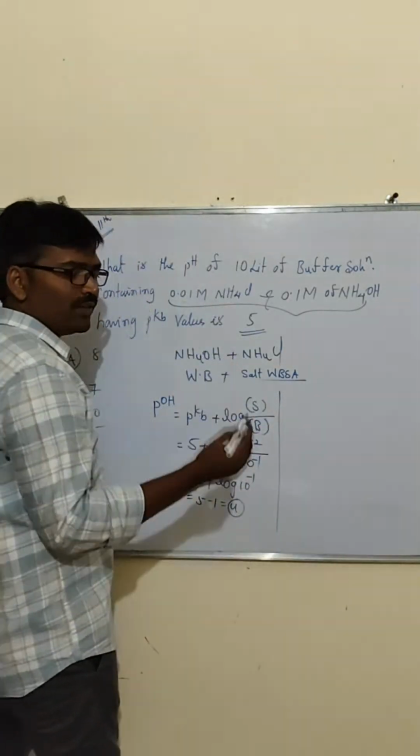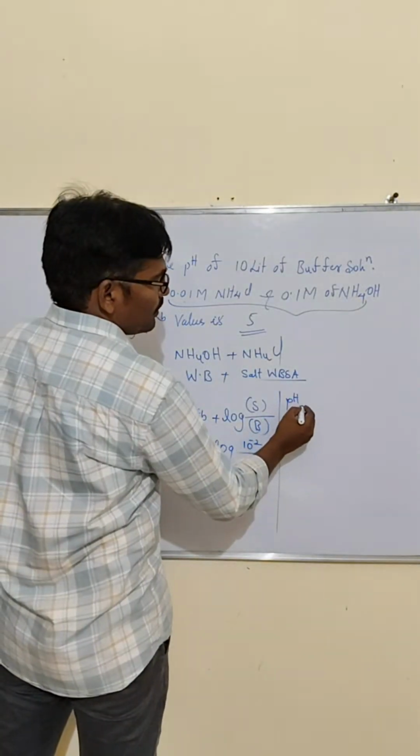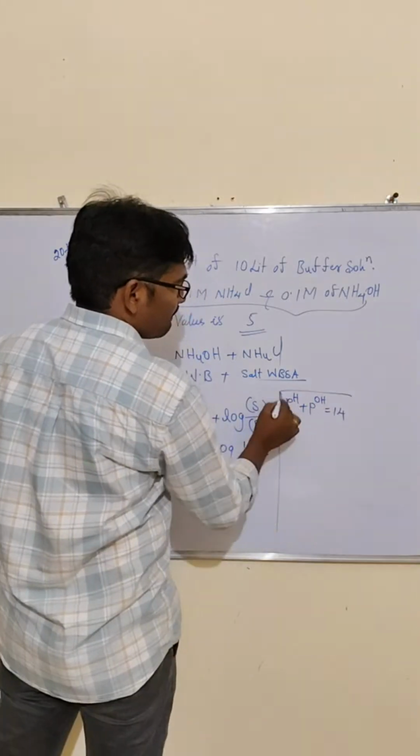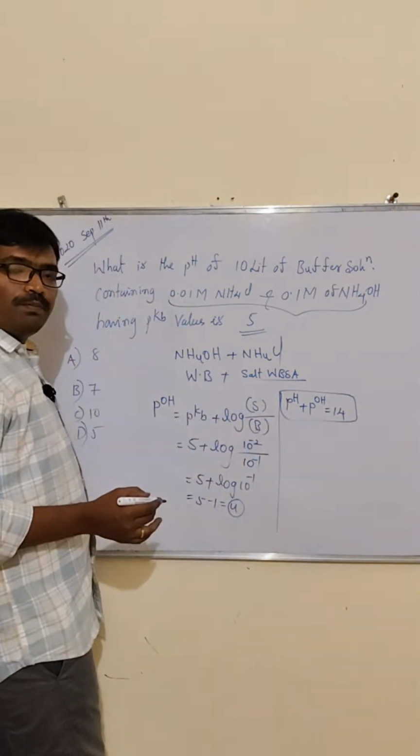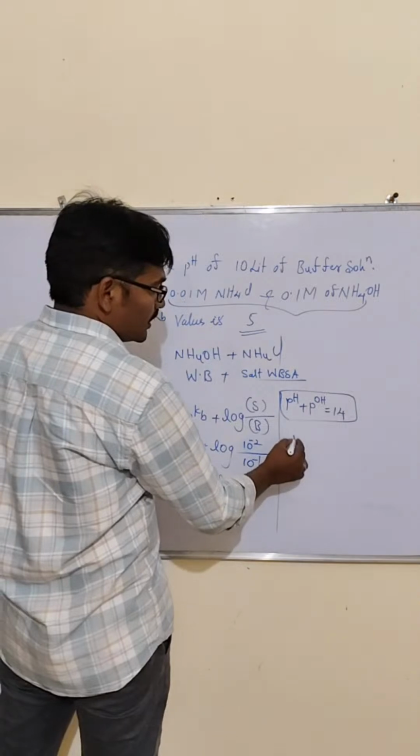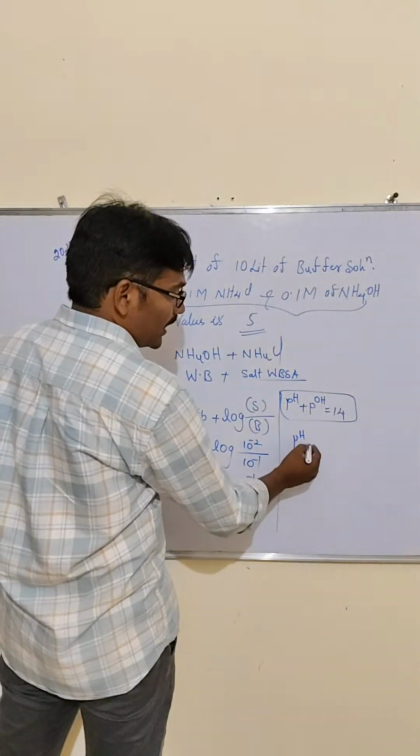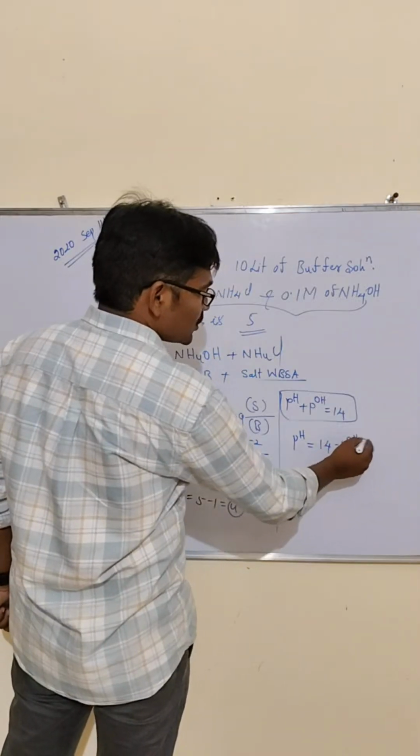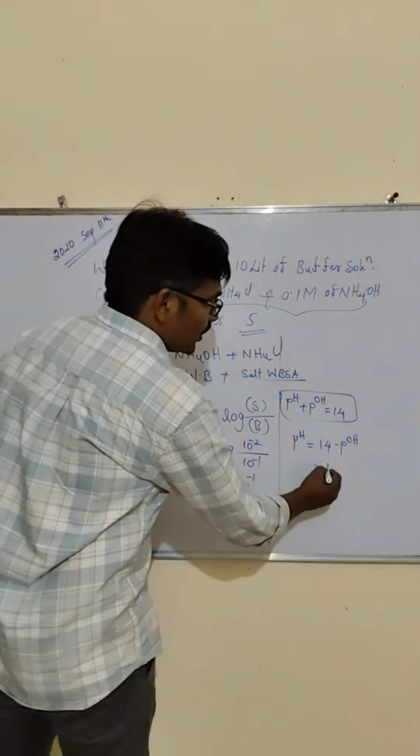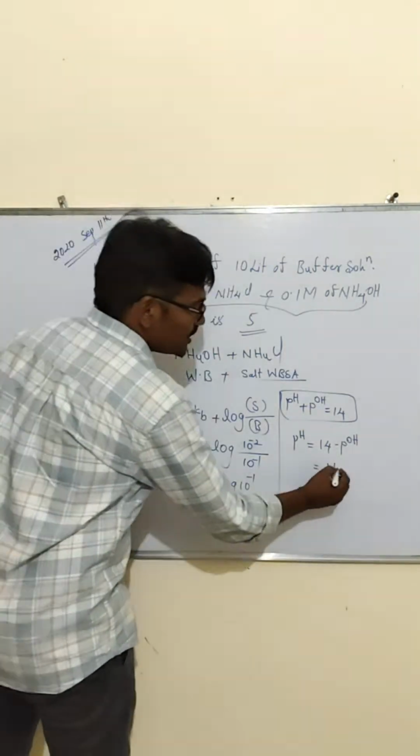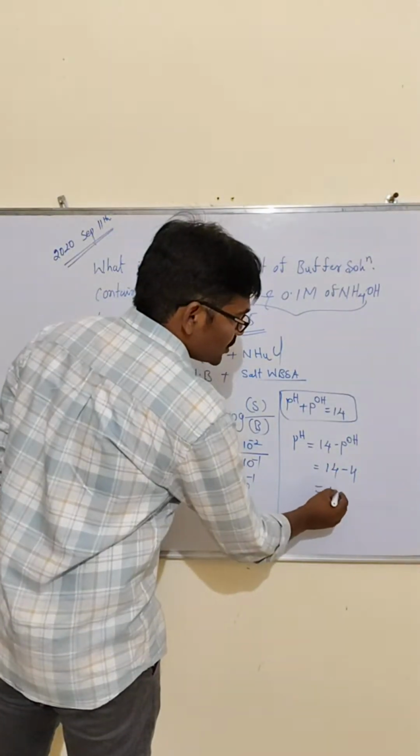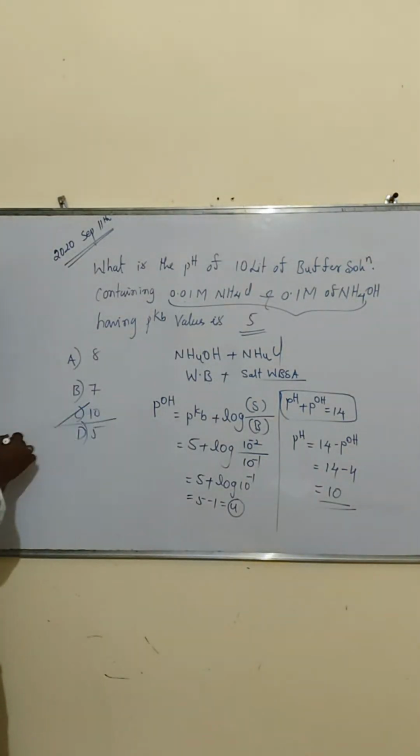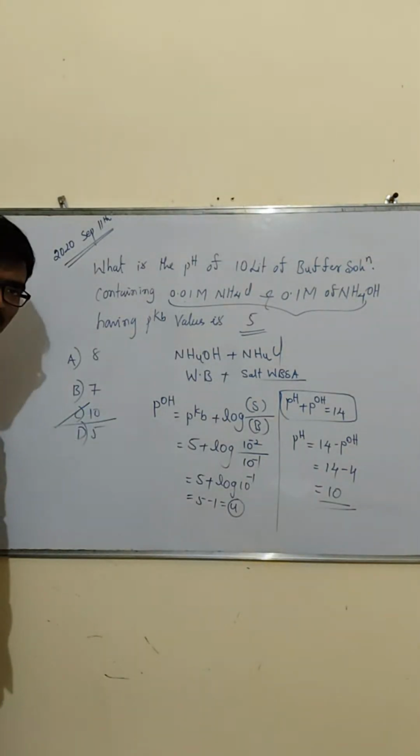Then we know the formula, pH plus pOH equals 14. In case it is required, pH equals 14 minus pOH, right? So 14 minus the pOH value, how much is there? Minus 4. Then the answer is 10. The pH of this buffer solution is 10. Clear? Understand all of you?